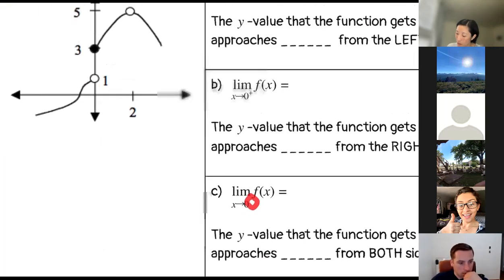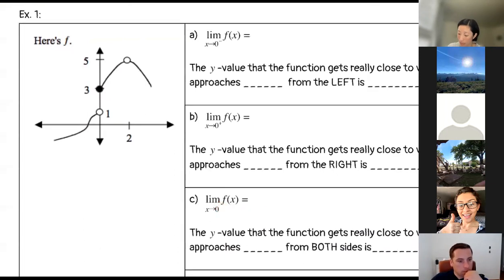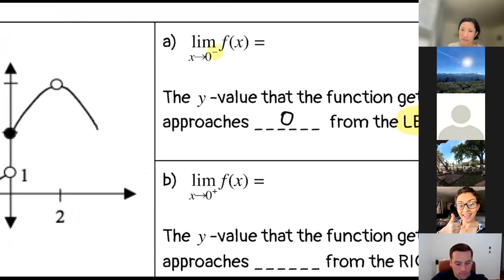And when we look at these questions, someone asked this before break, which was a great question. What do the pluses and minuses mean? Let's take a look at this. This question, we read it like this. The y value that the function gets really close to when x approaches 0. And check out what we have here. This left is this minus sign.